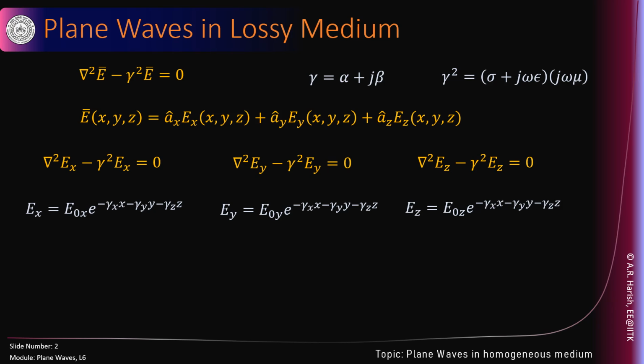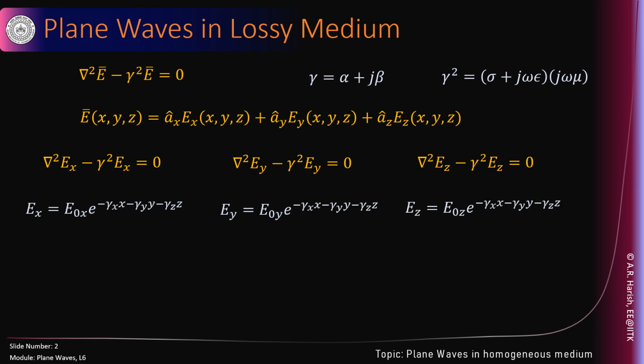If you substitute E_x in that, take double derivative of E_x with respect to x, gamma_x square is generated, and double derivative of E_x with respect to y generates gamma_y square, and double derivative of E_x with respect to z will generate gamma_z square. Therefore, this will satisfy this differential equation provided gamma_x square plus gamma_y square plus gamma_z square equal to, yes, gamma square. Correct, you are right. Similarly, we can write for E_y and E_z, where E_0x, E_0y, E_0z are constants.